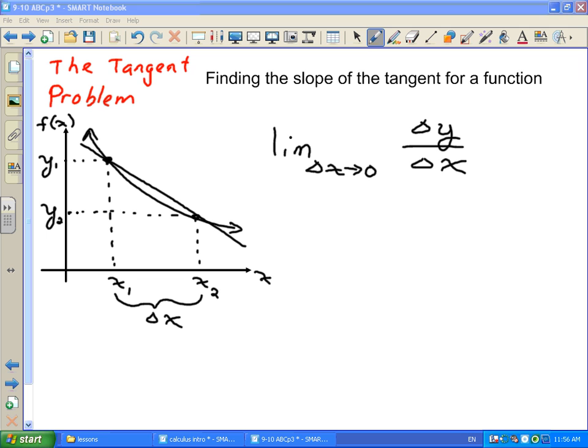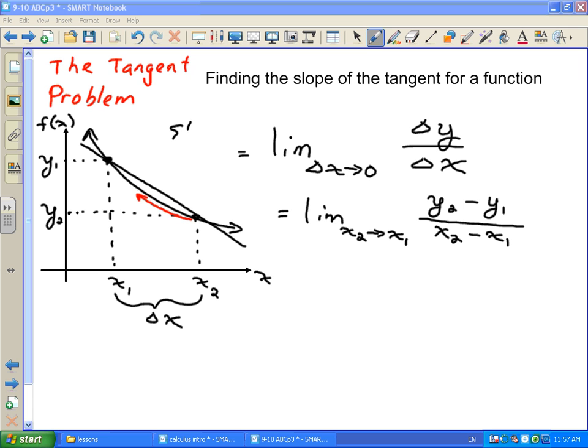Or another way of writing this is we could do the limit as x2 goes to x1 of y2 minus y1 over x2 minus x1. Okay? So we could think of actually taking point x2 and moving it along this curve until it became closer and closer to x1. In this expression, this limit that we take right here gets us the slope of the tangent. Okay.